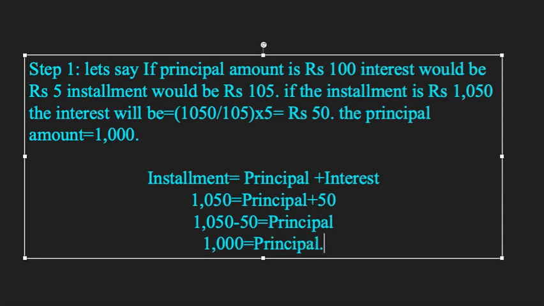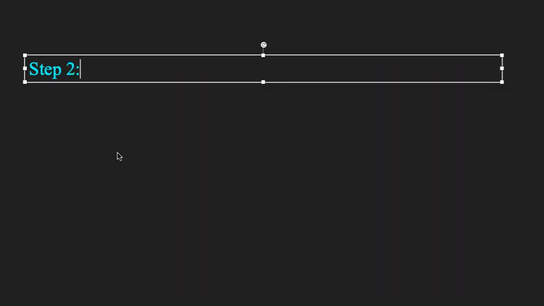Very good. And hence we can say the principal of rupees 1000 is the outstanding balance as on 31st/12/2016. That is how much? 1000 rupees. This is the first step. Now we have step second.